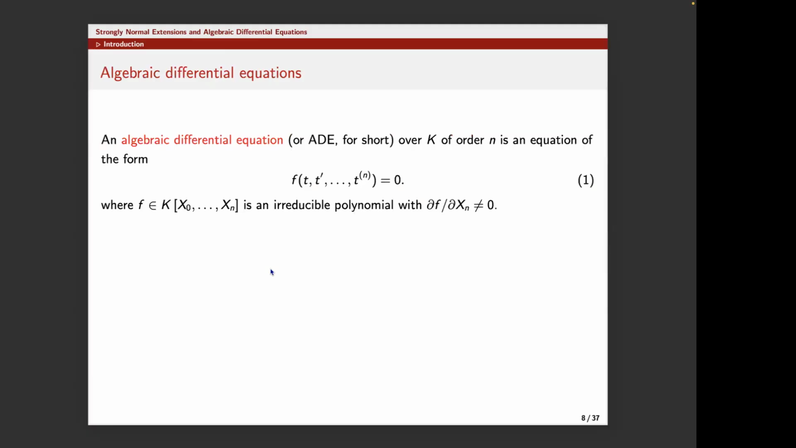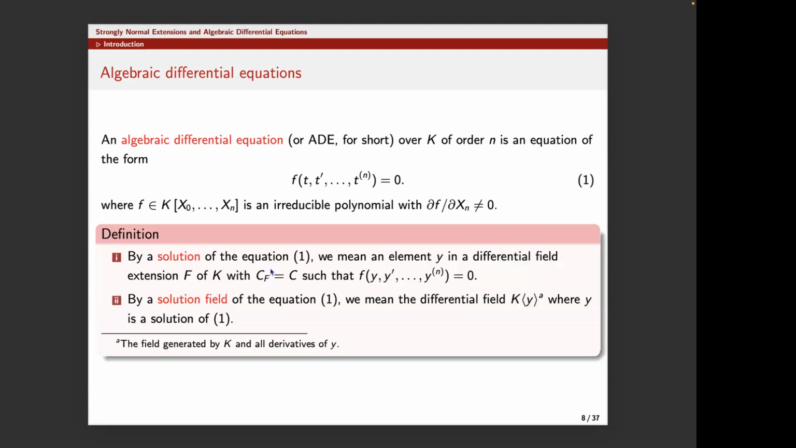An algebraic differential equation over K of order n is an equation of this form: f(t prime, ..., t nth derivative of t) equals 0, where we assume that f is an irreducible polynomial and its partial derivative del f over del x_n is not equal to 0. So it's an equation of order n.